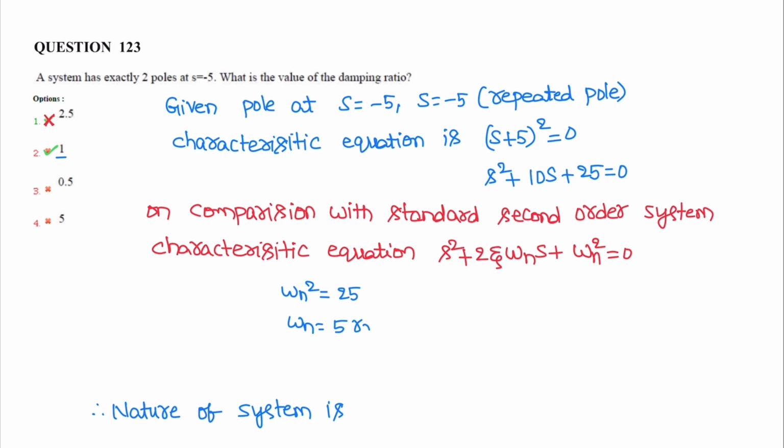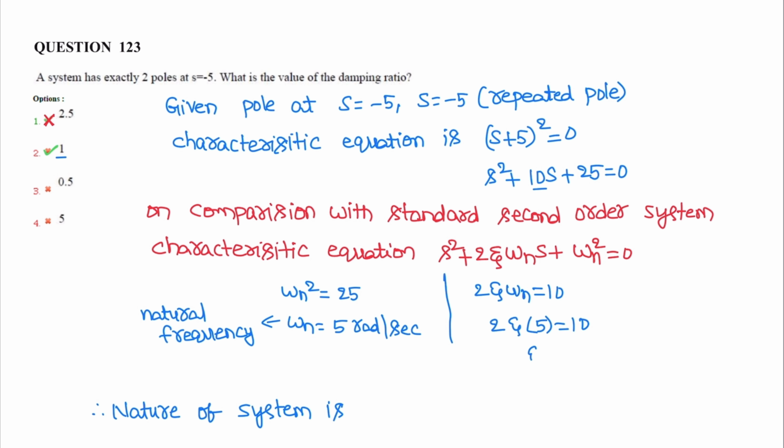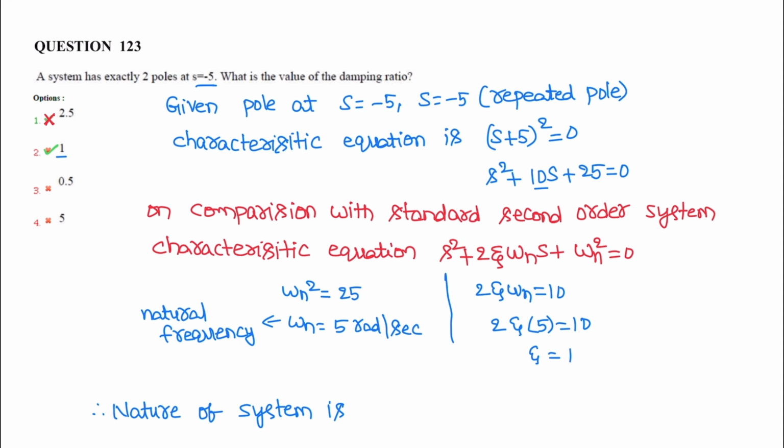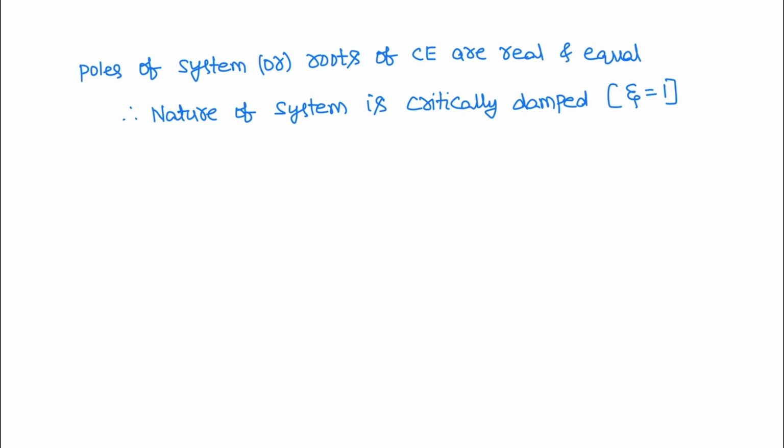ωn is 5 radian per second. Natural frequency is ωn. Then 2ζωn, its value is 10. Coefficient of s to the power 1, that is 2 into ζ into 5, is equal to 10. From this ζ is equal to 1. If ζ is 1, the nature of the system is critically damped. If the poles of the system or roots of the characteristic equation are real and equal, then the nature of the system is critically damped, ζ equal to 1. Here the correct answer is option 2.